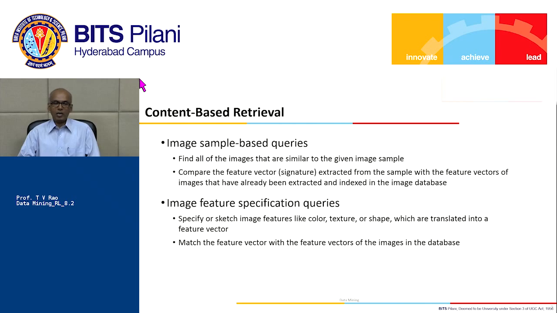And when we are doing content-based retrieval for an image database, again there are two approaches. One is that we can give a sample image and say that I would like to get all the images which are similar to this image. The other approach is that for the images we would have extracted some characteristics such as color or layout, and then we may use those features to give a specification and ask for the images which match those specifications.